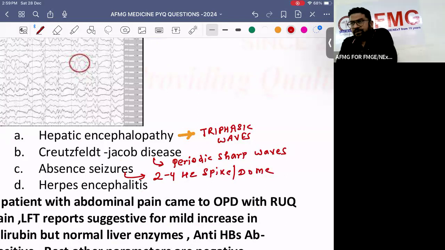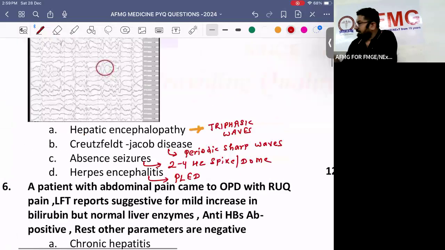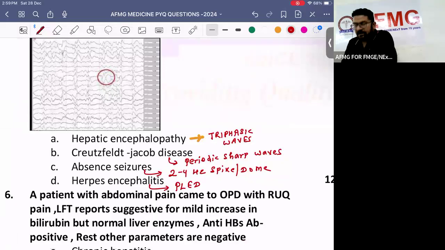What is found in typical absence? 2 to 4 hertz. Atypical absence, less than 2.5 hertz. So mostly in MCQ, if nothing is given, it means they are asking about typical absence. Typical absence, 2 to 4 hertz. Herpes encephalitis, what will you get? Periodic lateralized epileptiform discharge. Now see, look at the question carefully.